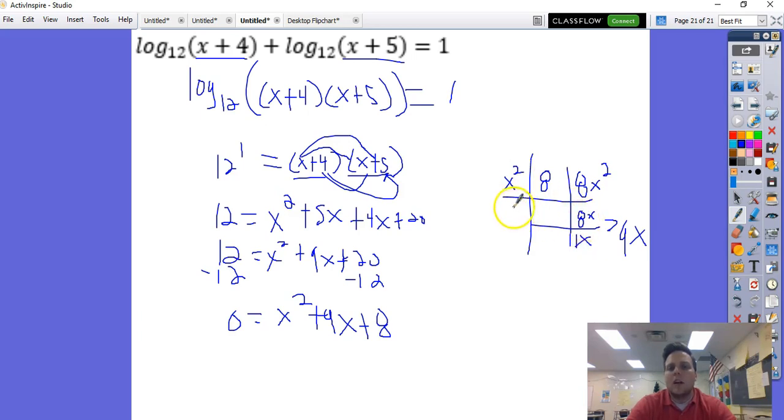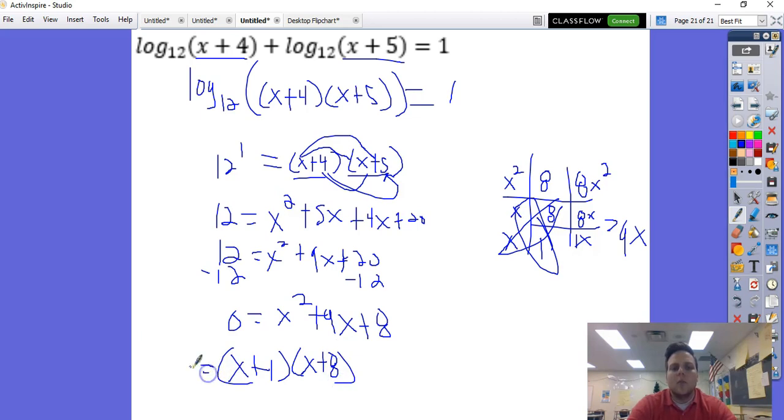x squared and 8x have what in common? x. x squared and 1x have what in common? x. x times what is 8x? 8. x times what is 1x? 1. Go across, go across. So, we get x plus 1 times x plus 8. And this is equaling 0 at the moment. So when we have a nice situation where it equals 0, and we have some parentheses multiplying, you can just set each parentheses equal to 0.